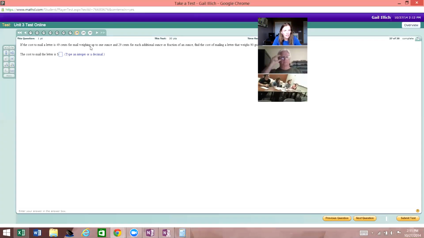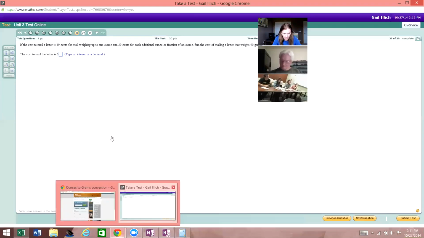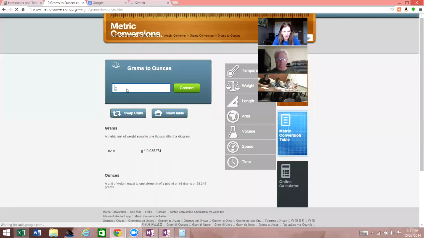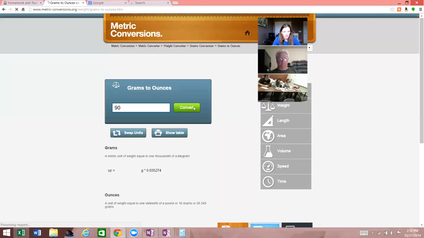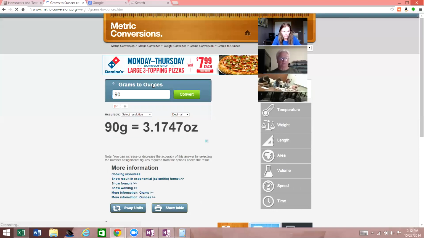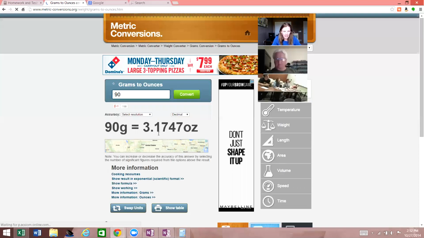Right, so 49 cents for mail weighing up to 1 ounce, 29 cents for each additional ounce or fraction. So it's 90 grams, right? I'm going to type it in. Oh, wait, I want to go the other way. Swap. Okay, grams to ounces. So I want to do 90 grams to ounces, and that is 3.17.